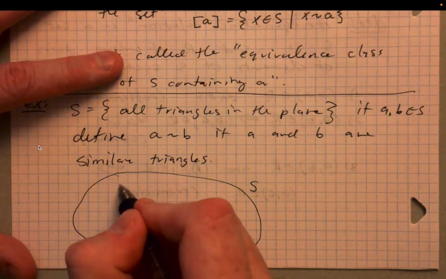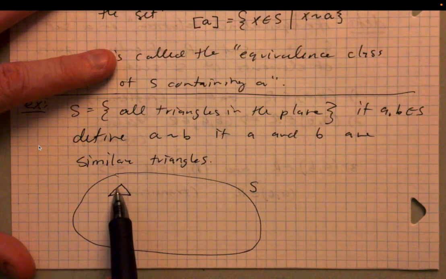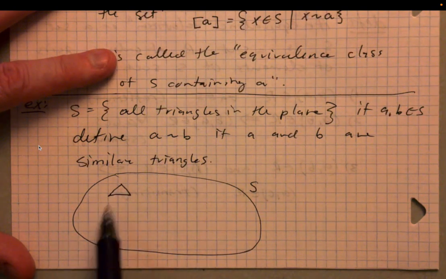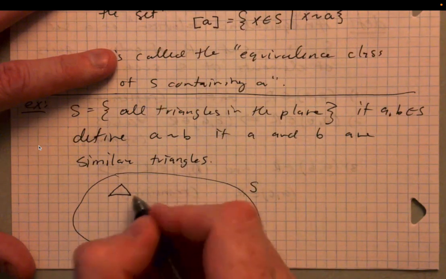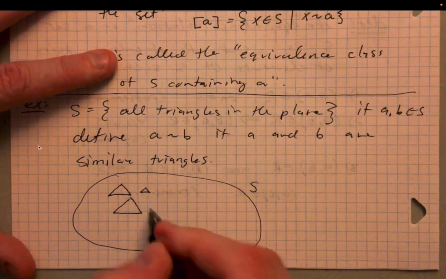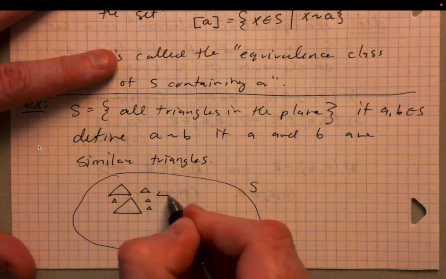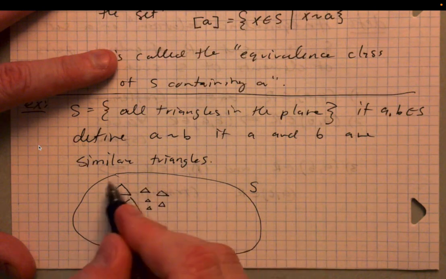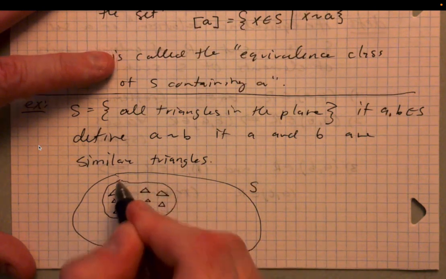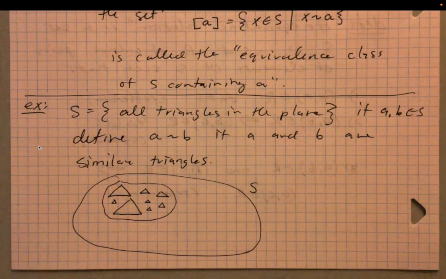So let's say this is my set S, all possible triangles. One such equivalence class would be the 60, 60, 60 triangles, which kind of look like this. And so I've got a 60, 60, 60 triangle with a certain length, and then I've got some that are smaller, some that are larger, some that are really small, but they all have the same shape, don't they? Meaning they're all 60, 60, 60 triangles. So that's an equivalence class. Everything in this set is equivalent since they're similar.